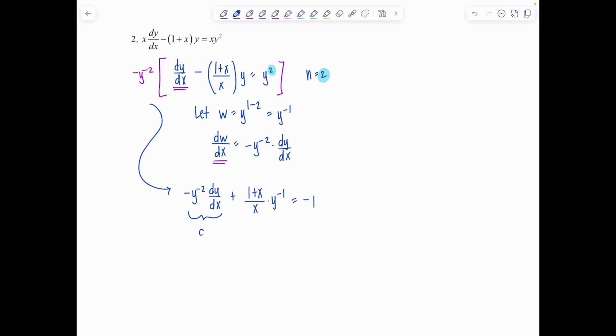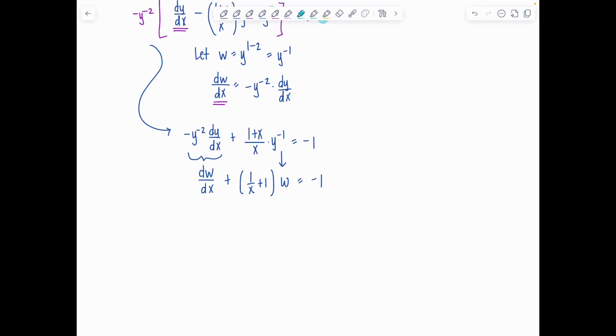So this is dw/dx plus (1 plus x)/x, that's 1 over x plus 1, isn't it? Yes, 1 over x plus 1. And then this y to the negative first is w equals negative 1. Okay, can you identify p of x? Perfect. And please tell me an interval on which p of x is continuous, and therefore our solution will be valid. So you can't include 0 in the interval. So let's choose the interval from 0 to infinity.